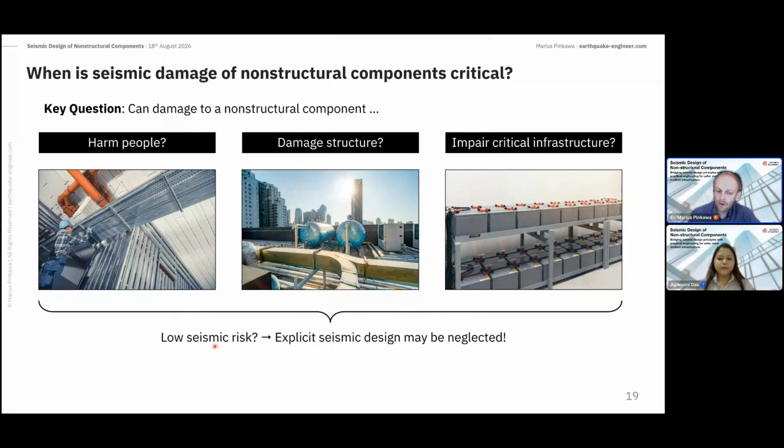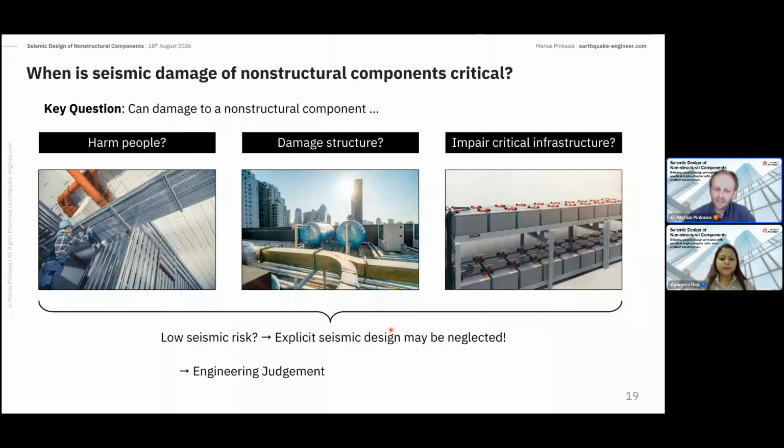So it's all about: is the seismic risk low? So we could neglect seismic design. And it's all about engineering judgment. So again, there is no wrong and right. There's no one or zero, no black or white. And pure gold in doing this are code exemptions.